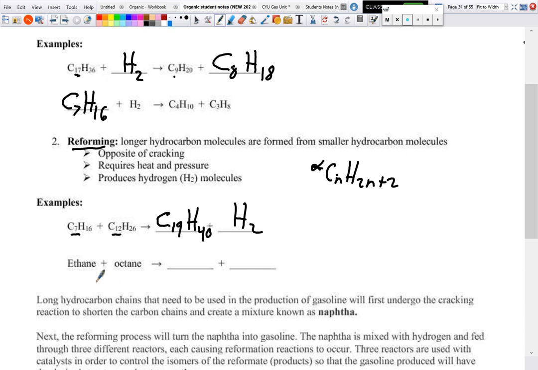Same thing, ethane plus octane. Ethane is C2H6, octane is C8H18. So when we put these together, we add our carbons together because we're reforming, making this longer chain. So you got C10H22, and finally our other product is H2.